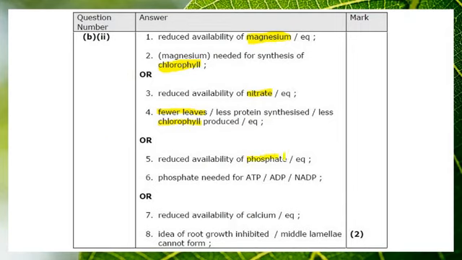Again, we could talk about phosphate, a different molecule, because we know that phosphate is the P in ATP or ADP or NADP if you're a second year. And the last one we could talk about is calcium. Calcium we know is used in the cell walls in the middle lamella in pectin or calcium pectate. So if we have this issue with reduced calcium, then there is reduced middle lamella, which means that roots and plant growth is inhibited. So score yourself out of all of those total marks.